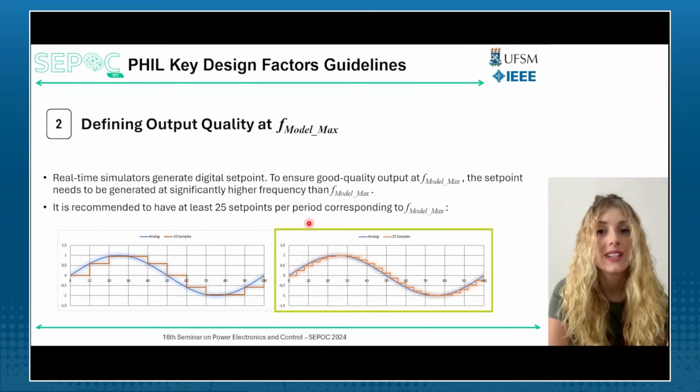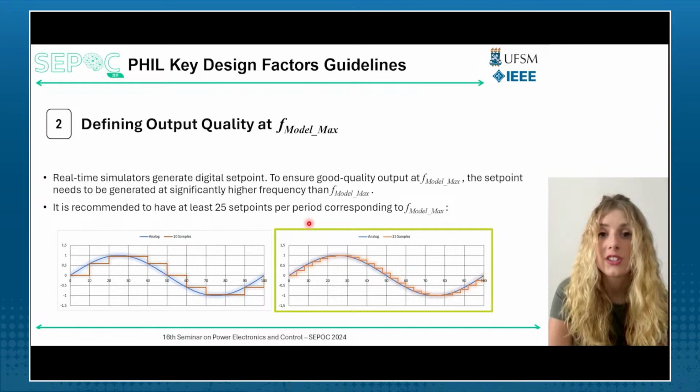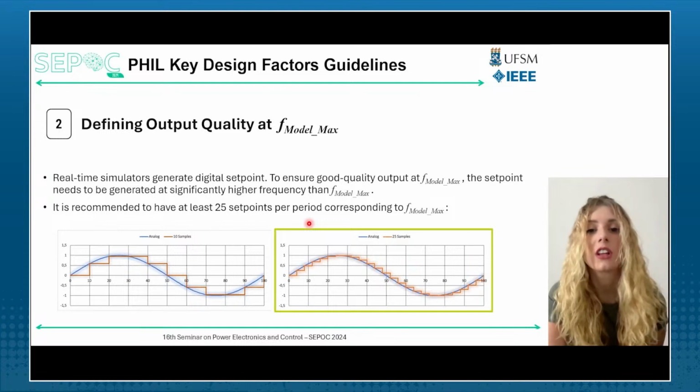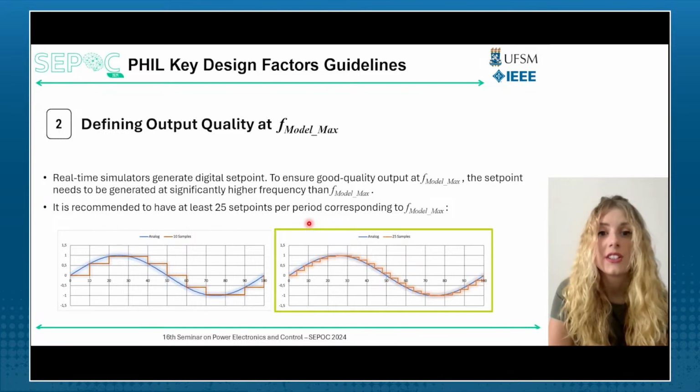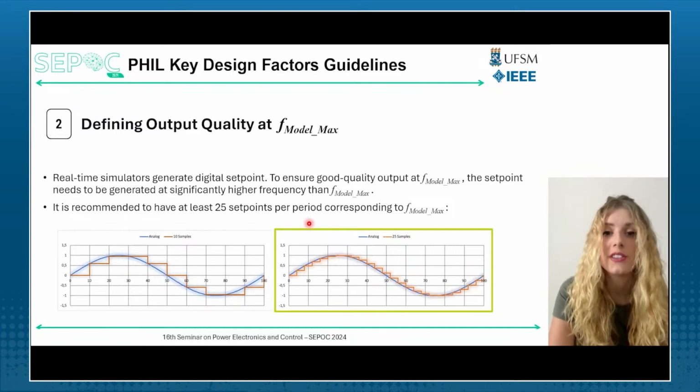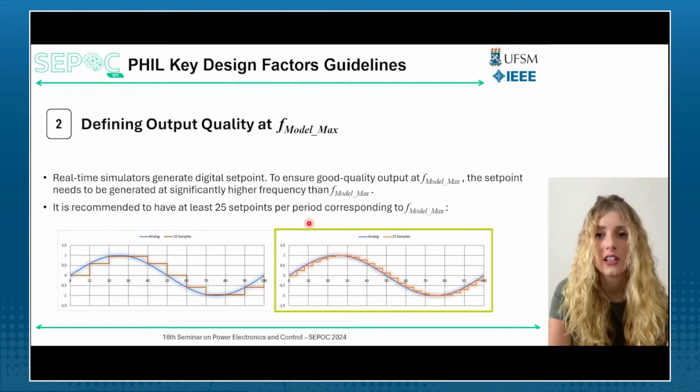Once we know what is the highest frequency that should be taken into account, what is the required bandwidth, we also need to define what is the quality of the signal that we would like to have, or that is required by the model at the model bandwidth frequency. This is pretty important because this determines the accuracy of your simulation.